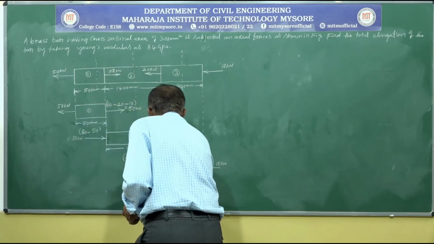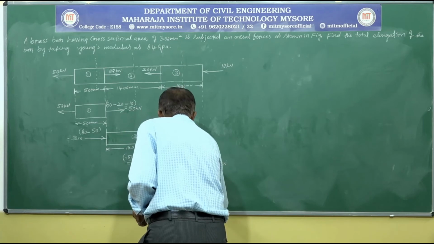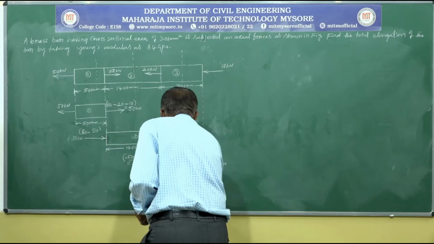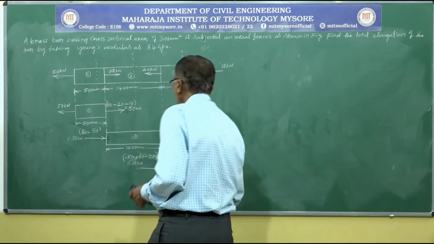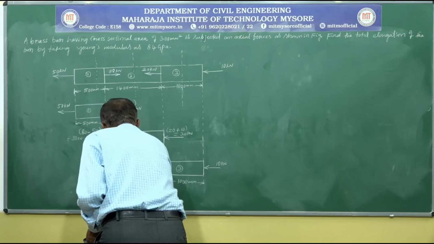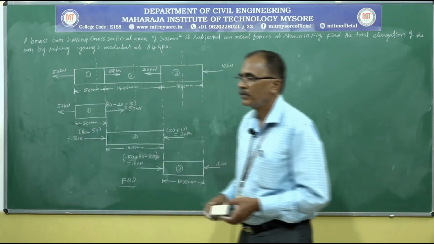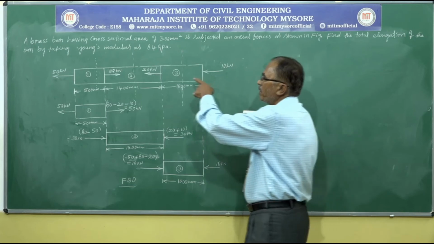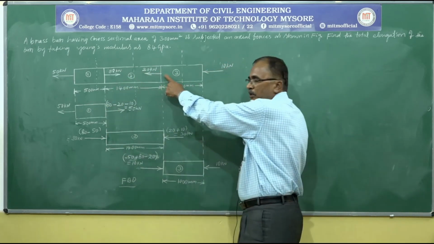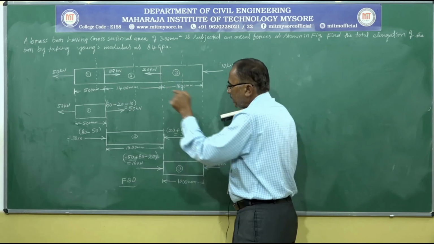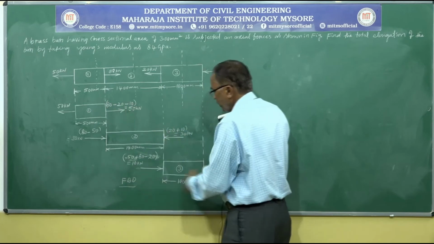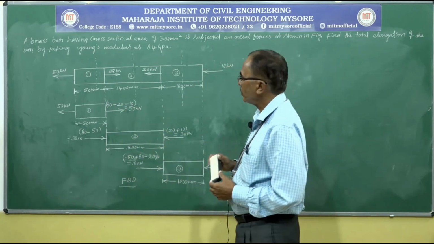And the length of the last portion is 1000 millimeter. And this is called a free body diagram. Now, the different portions of the beam, the original beam, are in equilibrium under the action of these forces.